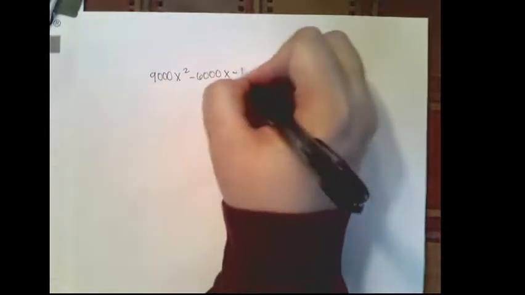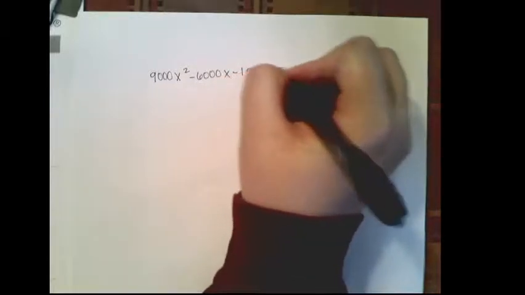Hey everyone, so we are going to end the year by talking about equations and a couple new ways to solve them. So the first way that we are going to talk about is by simplifying them. So let's give an example of that with 9,000x squared minus 6,000x minus 15,000 equals 0.